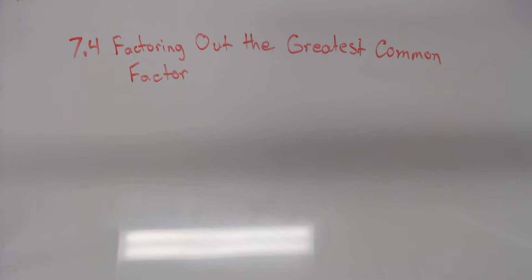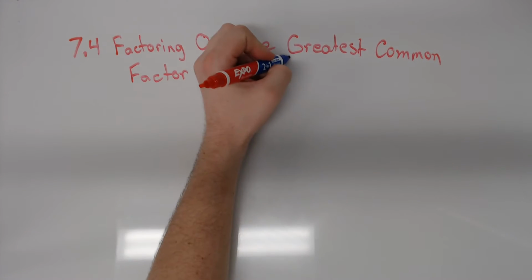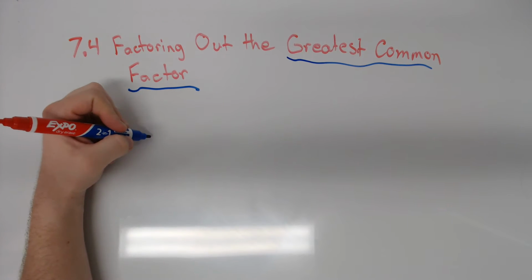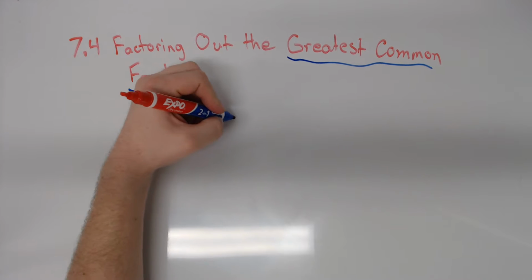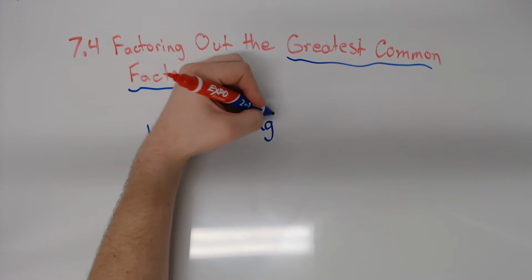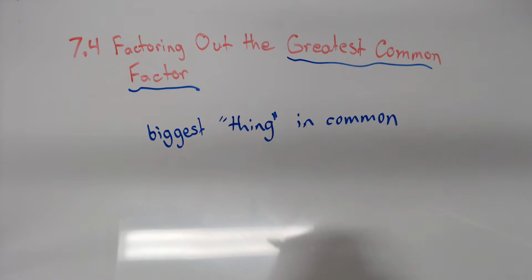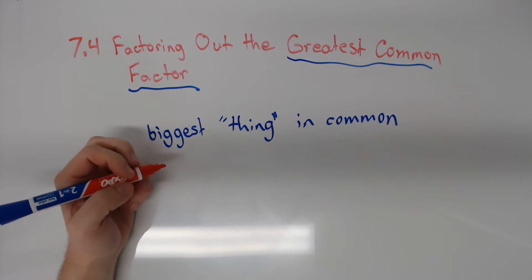Lesson 7.4 is about factoring out the greatest common factor of an expression. So greatest common factor essentially means the biggest thing everything has in common. Biggest thing in common. I often like to call this the reverse distributive property, because distributing is multiplying everything by the same number.